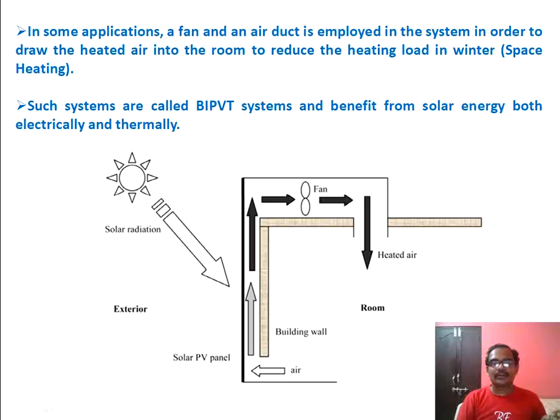Such systems are called building integrated photovoltaic thermal systems, BIPVT systems, and benefit from solar energy both electrically and thermally. Electrically you will get electricity, and thermally you will get space conditioning, and this is how it will be functioning.